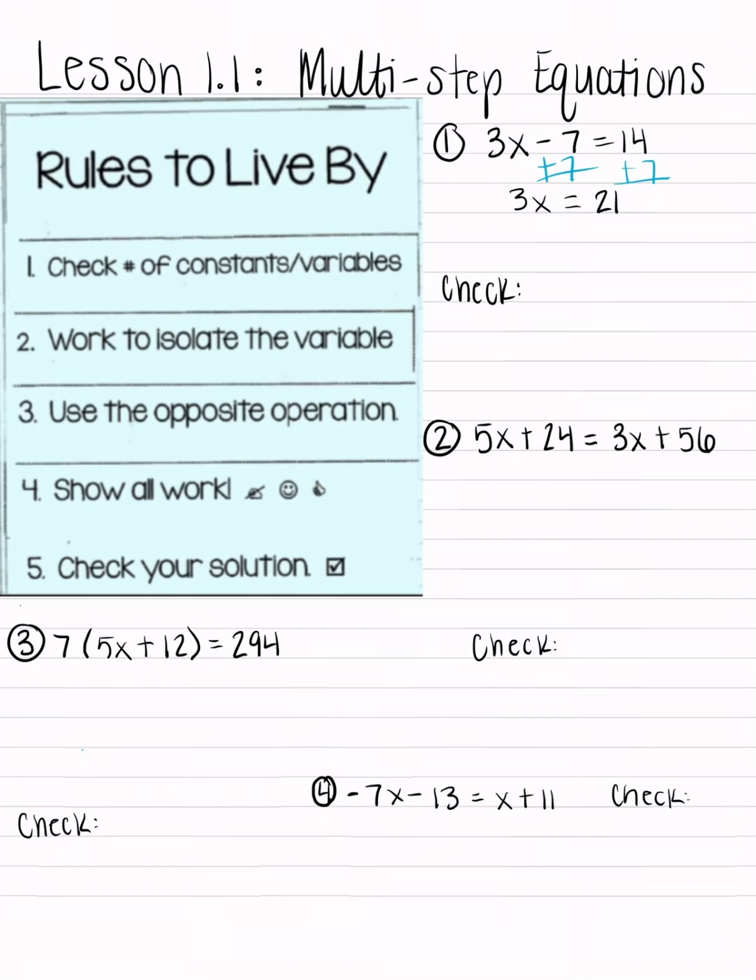Okay, now that I have 3x equals 21, I need to figure out what number times 3 is 21. So 3 and x are being multiplied, so we're going to do the opposite operation, or the inverse operation. So we're going to divide by 3, and we get x equals 7. Okay, ta-da, we solved the equation.